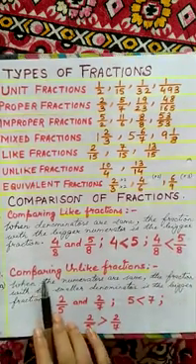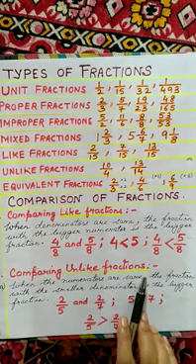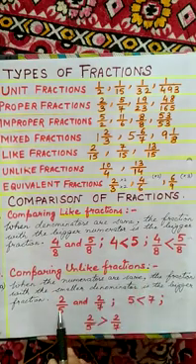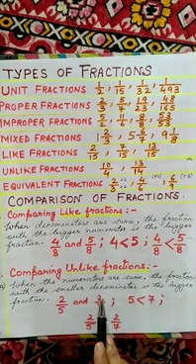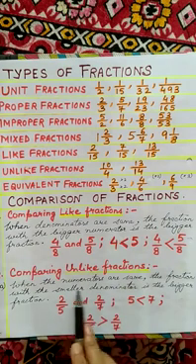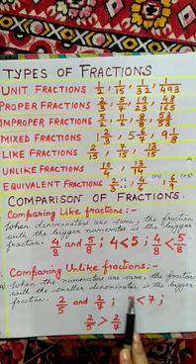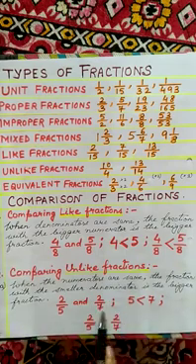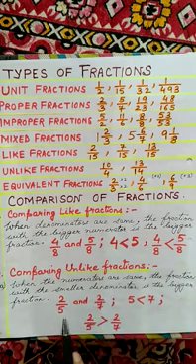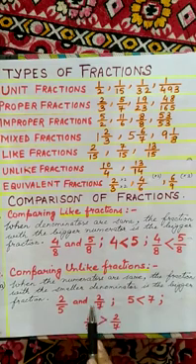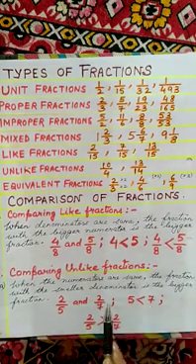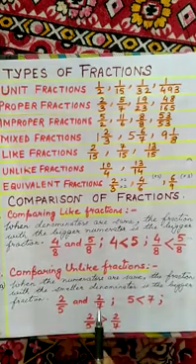Then we have comparing unlike fractions. Now in unlike fractions, you will see that numerators are same sometimes. So when the numerators are same, the fraction with the smaller denominator is the bigger fraction. This is just the opposite to like fractions. When the numerators are same, we see the denominators. Now here, the denominator which is greater has got the smaller fraction.